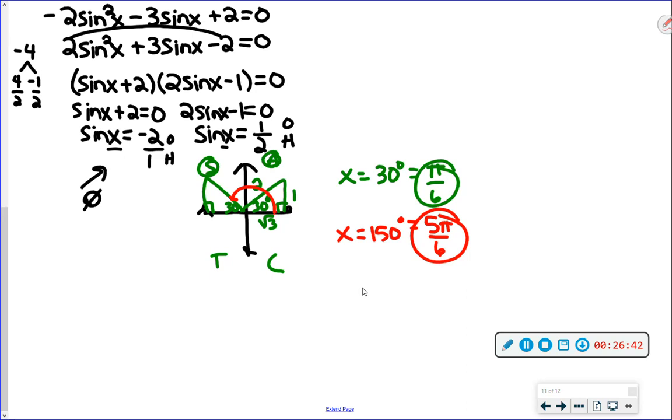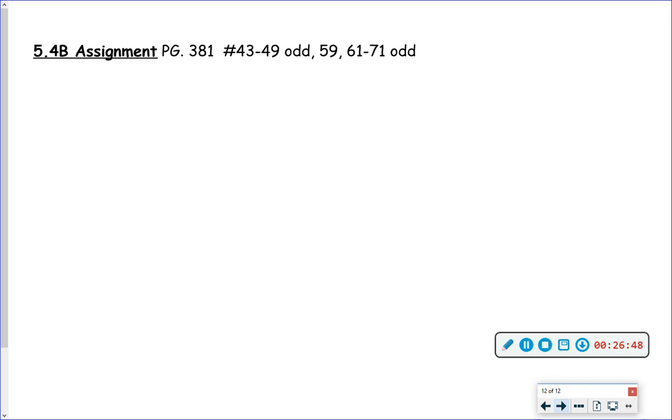Hey, wasn't that fun? That was a great problem. We got to use like every algebra skill we've ever had in our lives. Now, on your homework, because we skipped 4.7, that is involved in number 59. So cross off 59 on the homework. You are not responsible to do that one.